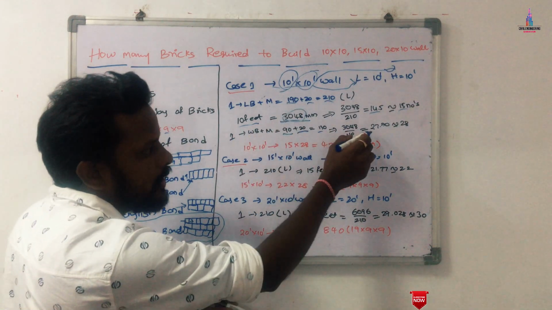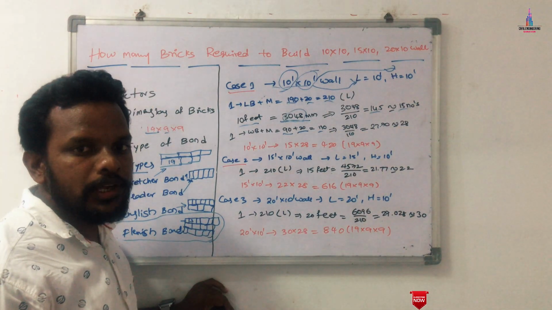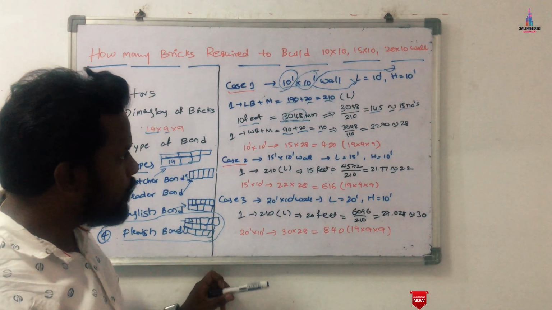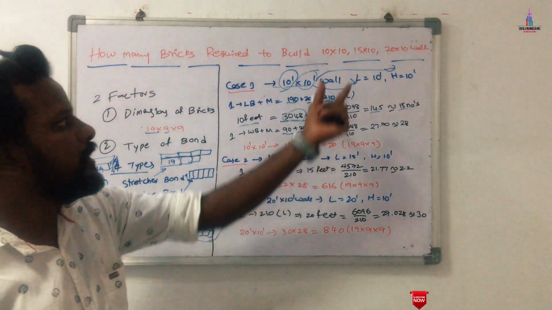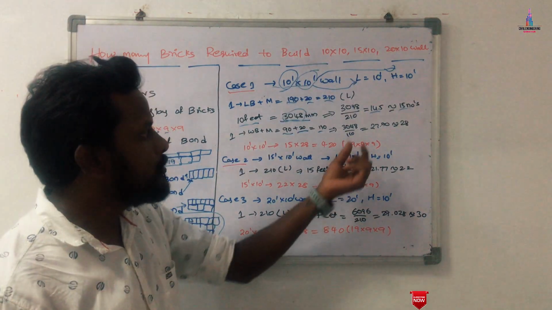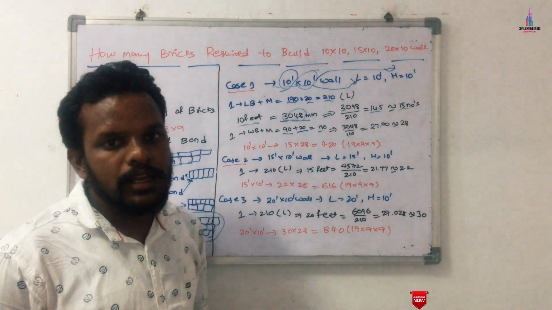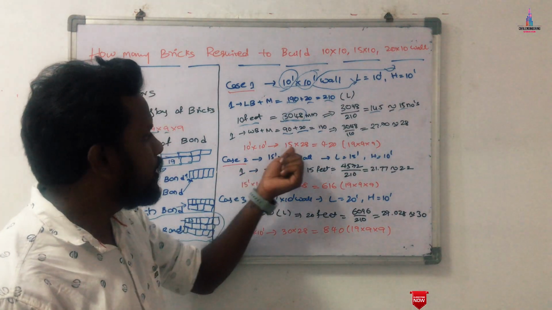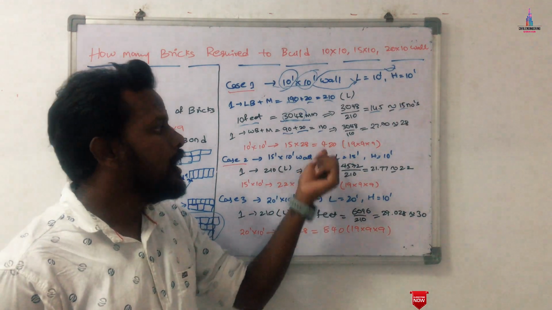So 3048 divided by 110 comes to 27.70. Approximately we will take 28 numbers. So finally, if you want to construct the wall of 10 feet cross 10 feet, it requires approximately 15 bricks in the row direction and 28 bricks in the height direction. So approximately 15 multiplied by 28, which comes to 420 numbers here.